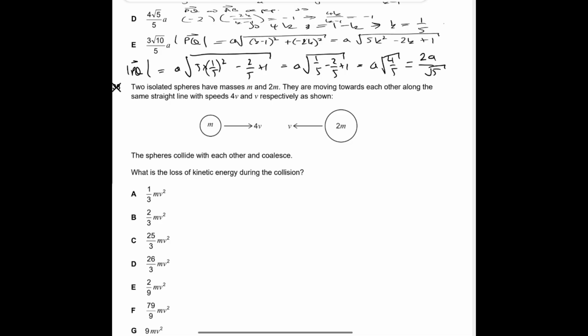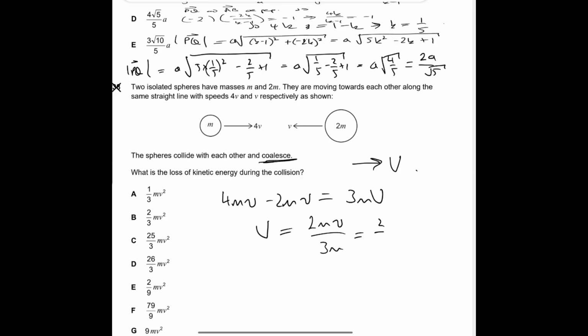That means they stick together. So let's say the final velocity is v in this direction. Let's just guess. If it's not, then we're going to get a negative value. So anyways, conserve momentum. We get 4mv minus 2mv equals the total mass, which is 3m, times v. So now we can find v, which is going to be 2mv over 3m, so it's 2/3 v. So it's positive, so it is actually in this direction. So we guessed right.